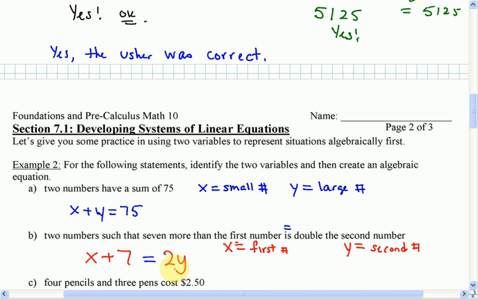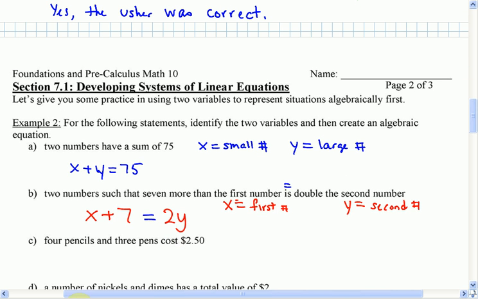By the way, what are my two variables for part C here? Pens and pencils? Fine. X is what? Pencils. Now, be careful, okay? You can say pencils, but what am I talking about? The cost of the pencil, the number of pencils? Yeah, the number of pencils. So I'll say, just to be more specific, the number of pencils, just so that you don't get confused with the cost. So that means how many pencils you have, okay?